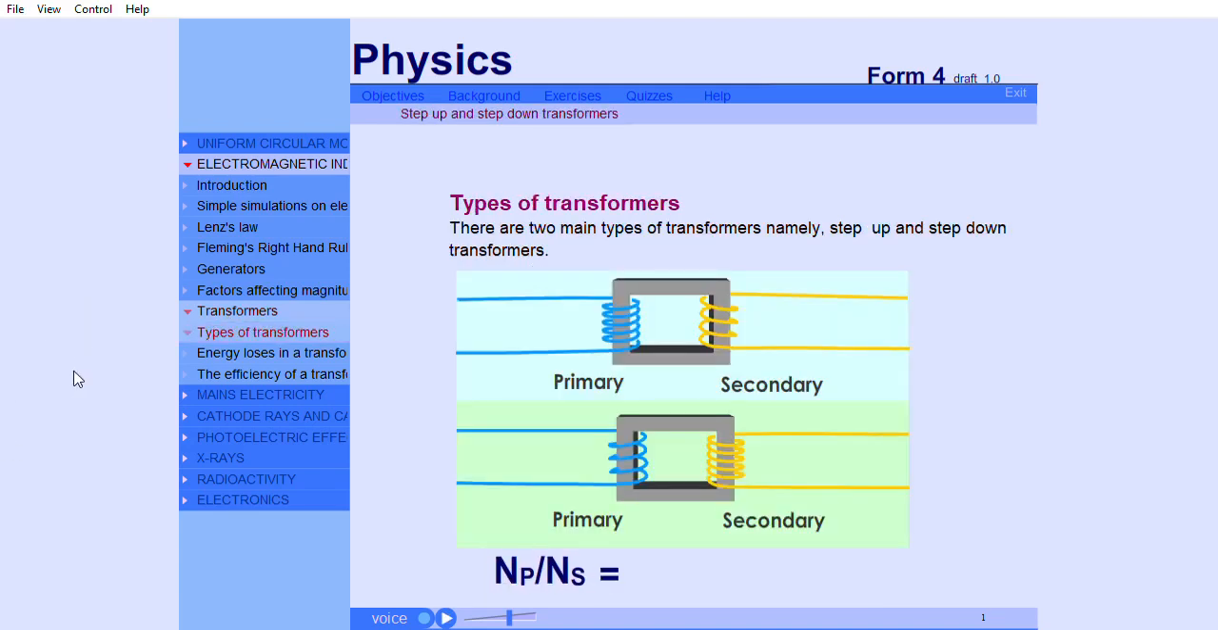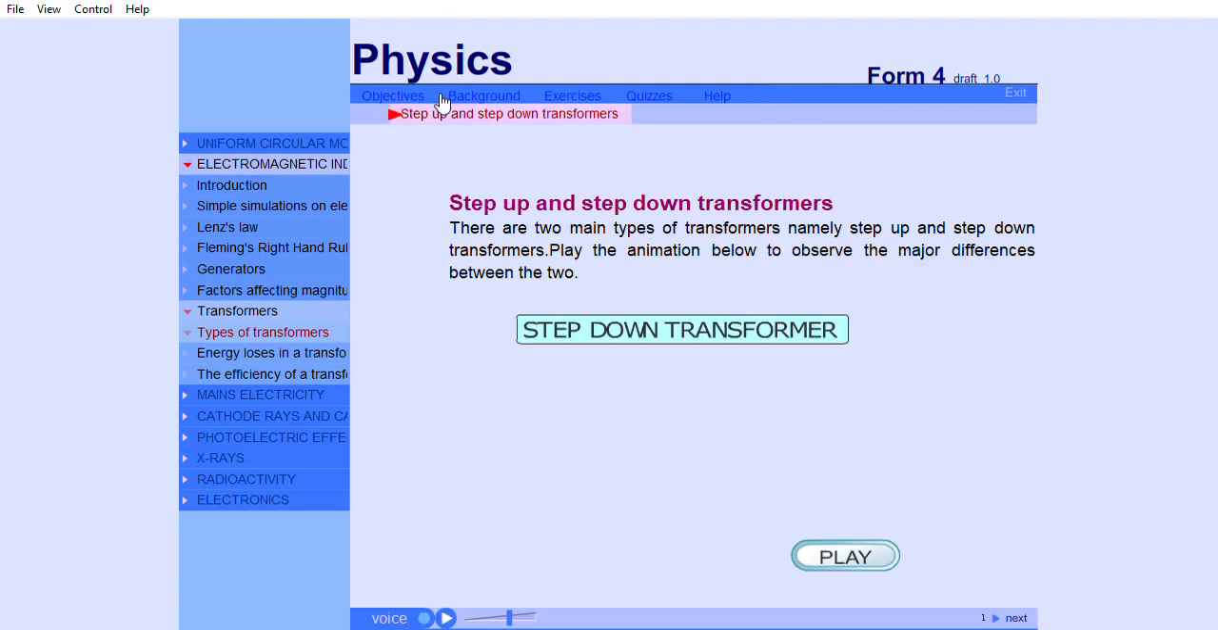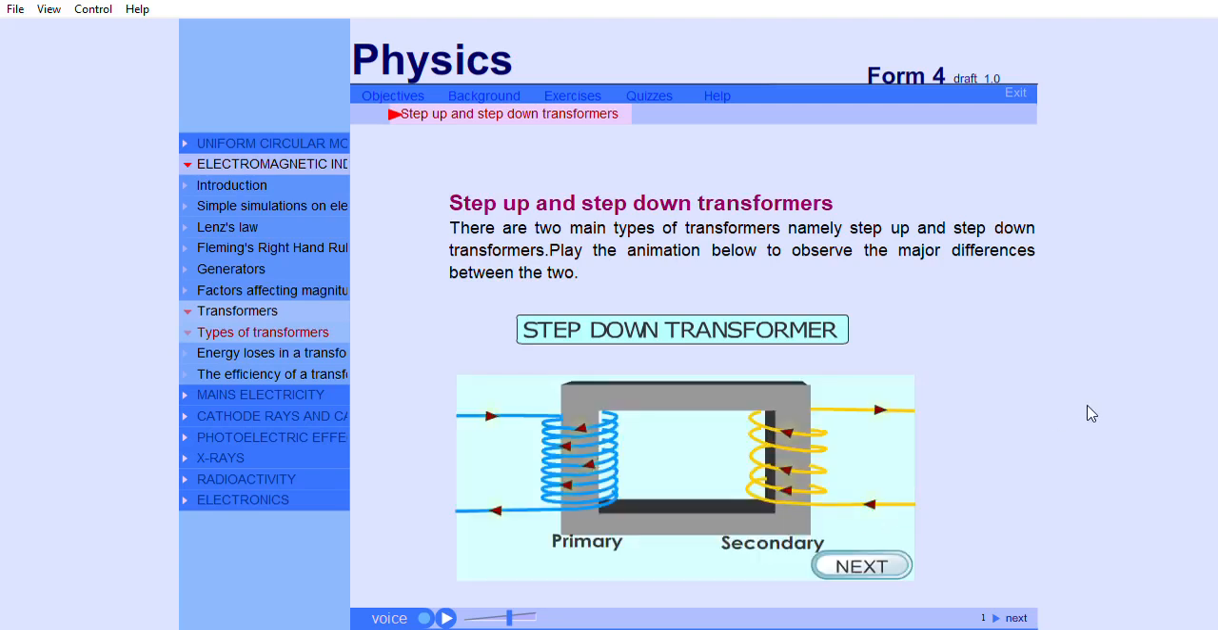Types of transformers. There are two main types of transformers, namely step-up and step-down transformers. Play the animation to observe the major differences between the two.